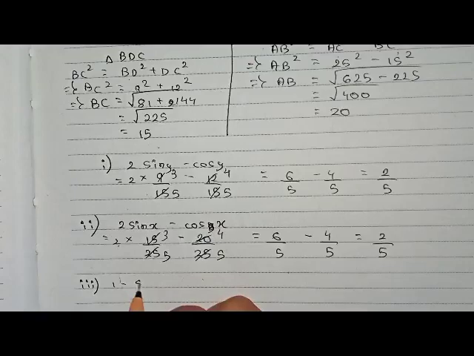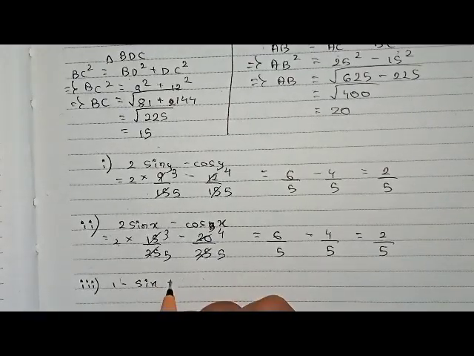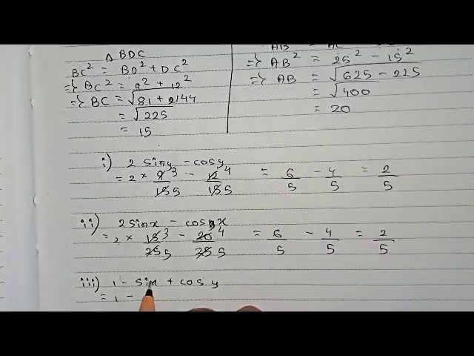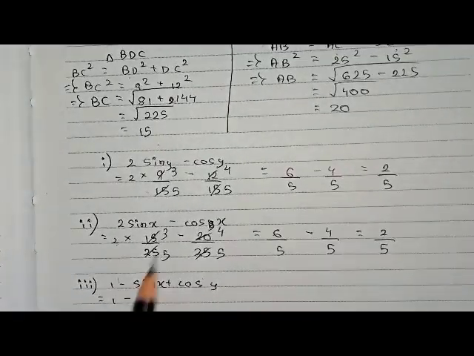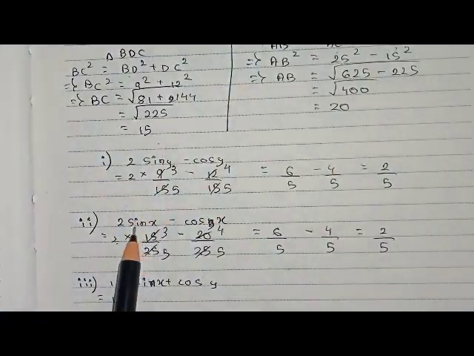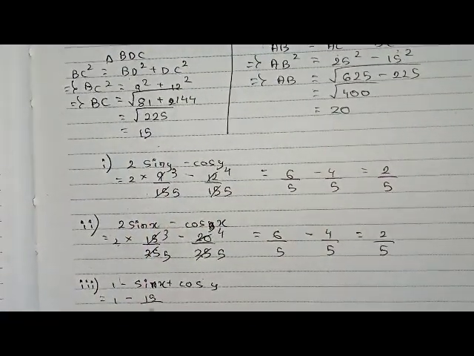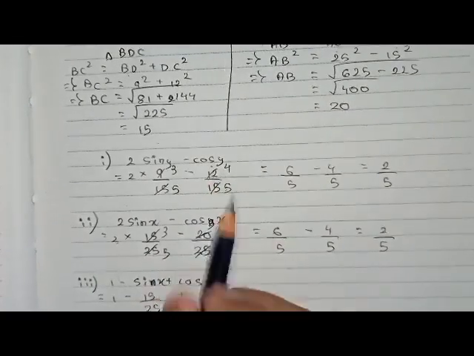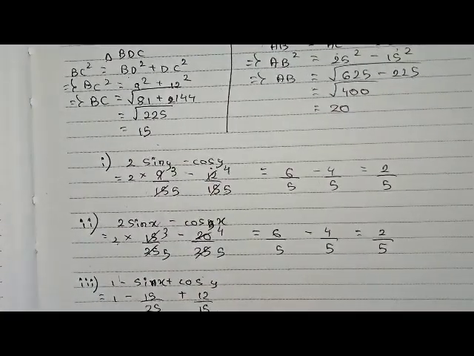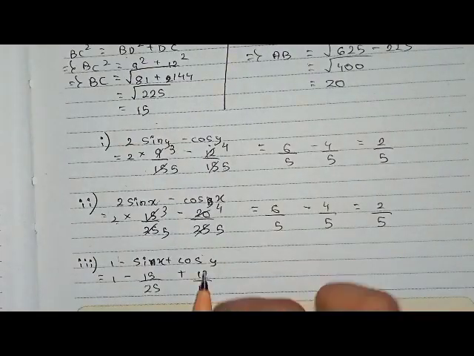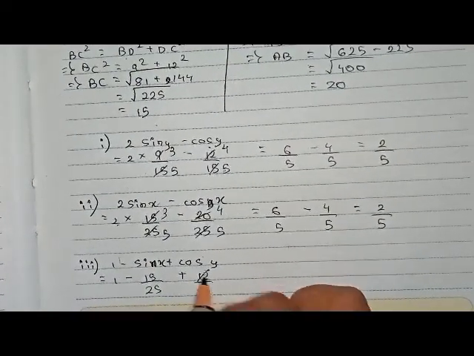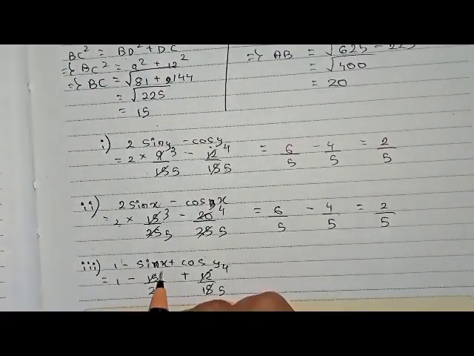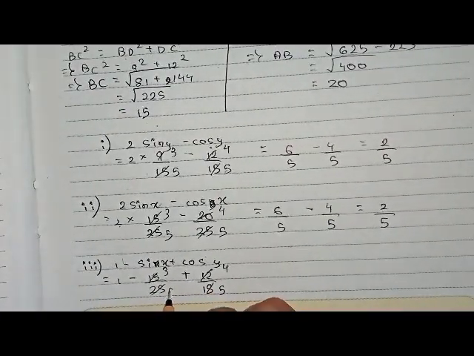It says 1 minus sin x plus cos y. So 1 minus sin x, that is sin x is 15 by 25, we have already found it out, plus cos y. So cos y is 12 by 15. So first we cut the numbers. This we cut by 3. So 4 by 5. And here we cut by 5. That will be 3 by 5.